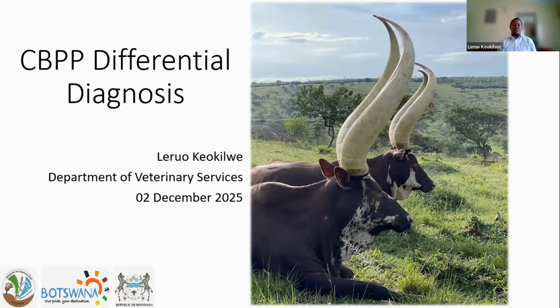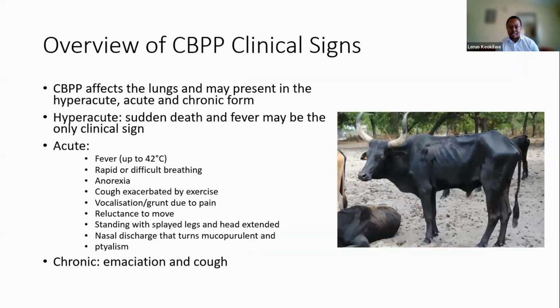And of course, as we have already been discussed from the presenters before me, the field activities are important, as well as engaging the community, especially the traditional leaders, to recognize the disease. I think that I will go quite quickly. I am going to focus on the differential diagnosis for CBPP.